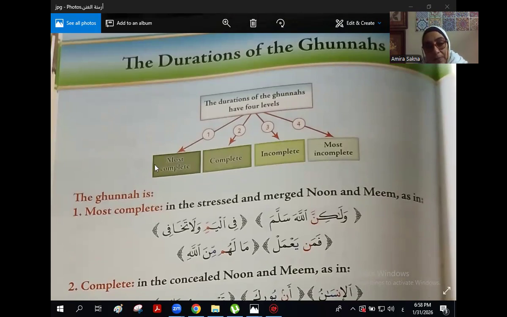We are talking about the longest, starting from here. This is going to be the longest, then the second level, the third, and this is the fourth level. So this is the shortest time or duration for ghunna, and this is the longest duration for ghunna, and those are in the middle. I will read and then explain.